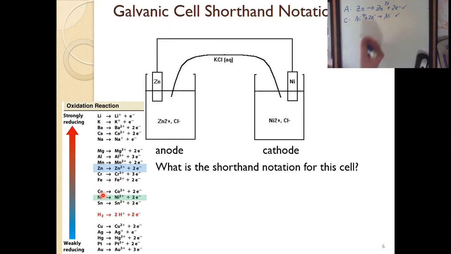To show that, we would have zinc, solid, single bar, zinc 2+, aqueous, double bar, nickel 2+, aqueous, single bar, and finally nickel solid. And that'll be the shorthand notation describing this galvanic cell.